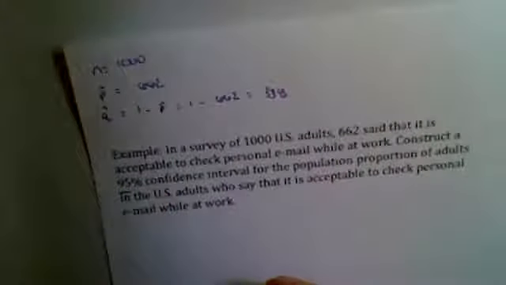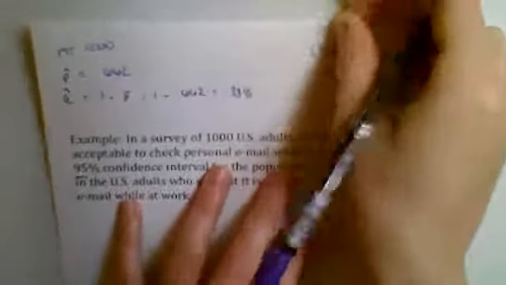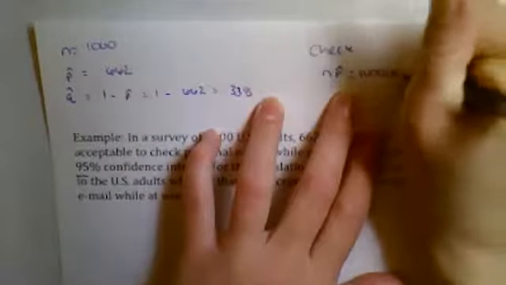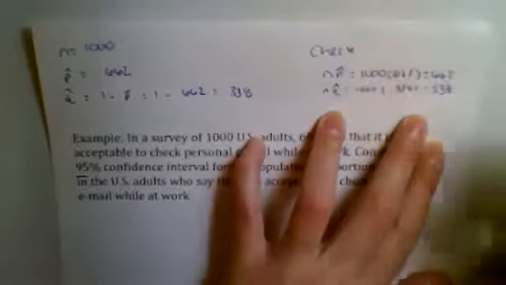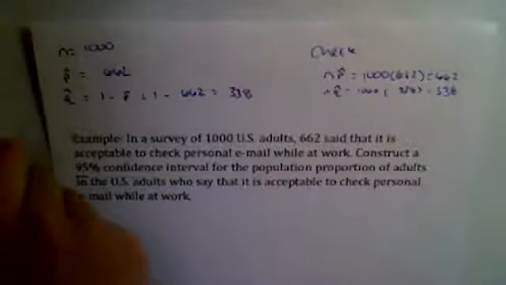All right, so now we need to check to make sure that N times P hat is greater than 5. So 1,000 times 0.662 is going to give me 662. And 1,000 times 0.338 is going to give me 338. So both of those are larger, which makes us happy.